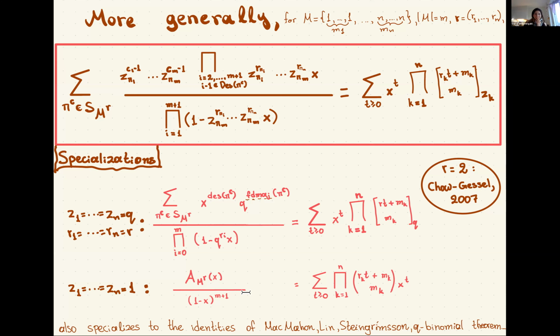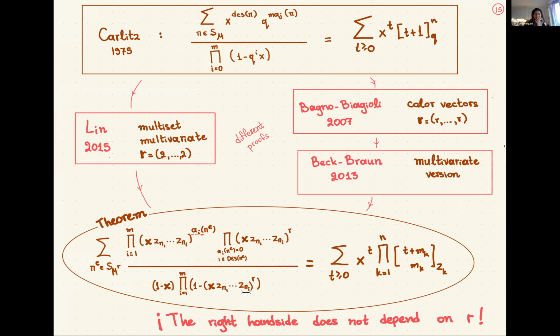In case someone has seen this other identity that looks very similar, they shouldn't be confused, because there's also the actual Carlitz identity that involves the descent polynomial and the major index on the left, and then a similar generating function on the right.